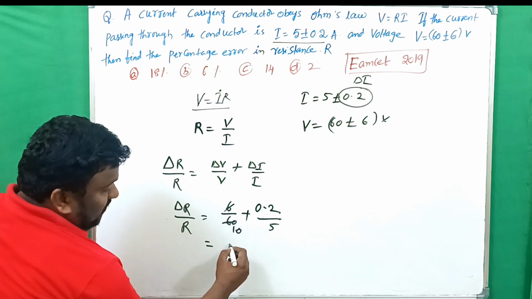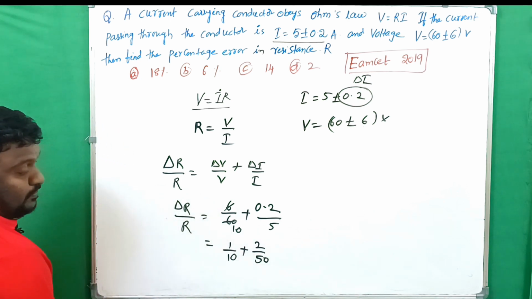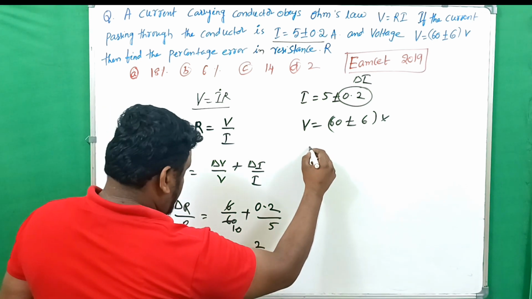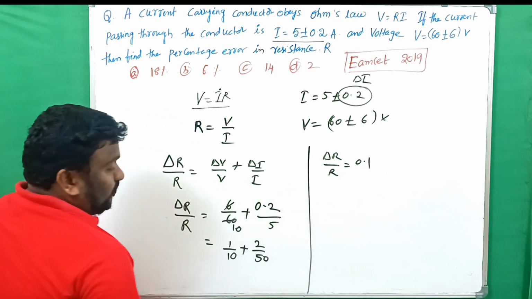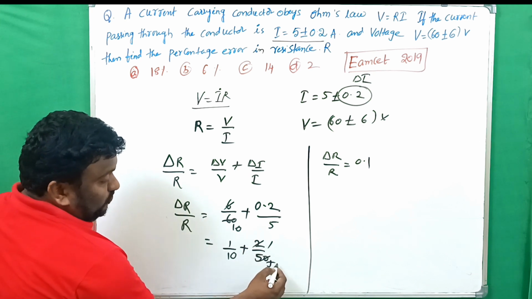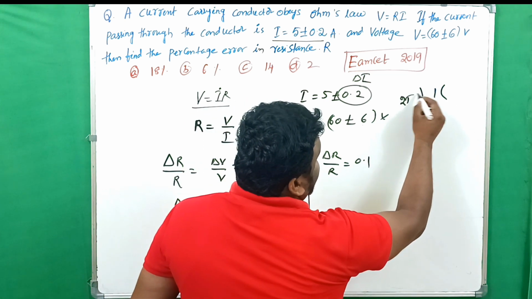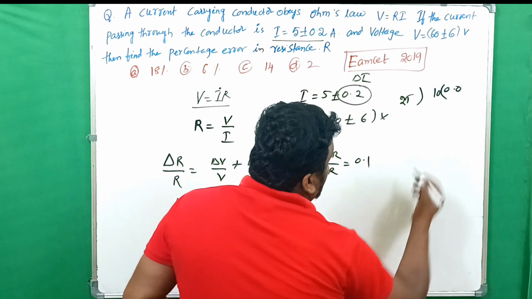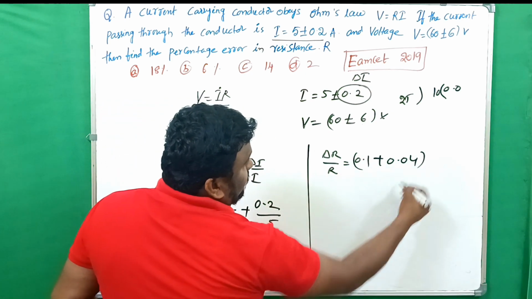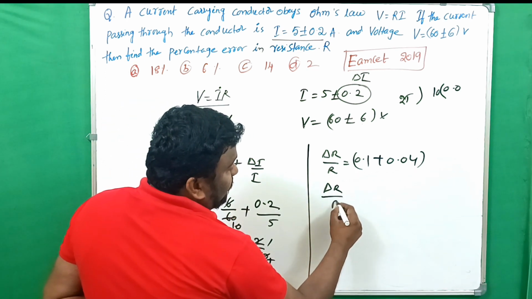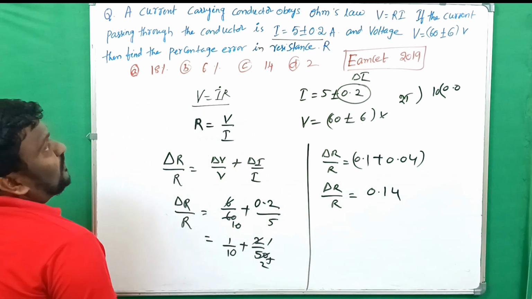So here simply what to write? 6 ones are 6, 6 tens are 60, so 1 by 10, plus here 0.2 by 5, that is 2 by 50. So simply what to write here? Delta R by R is equal to 1 by 10, which means what? 0.1, and 2 by 50 is 1 by 25, that is 0.04. So 0.04, clear. Then delta R by R is equal to what here? 0.14.